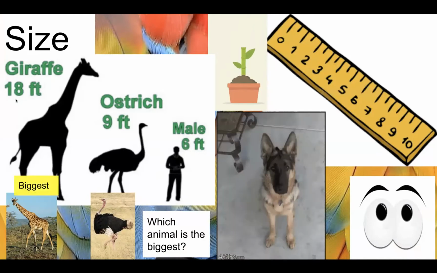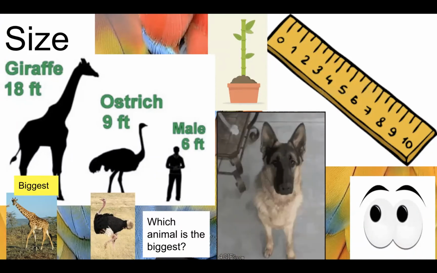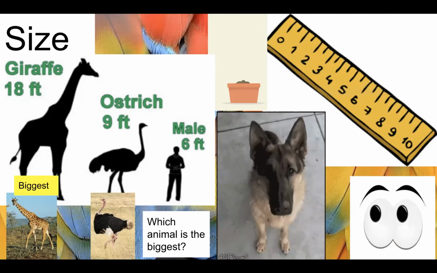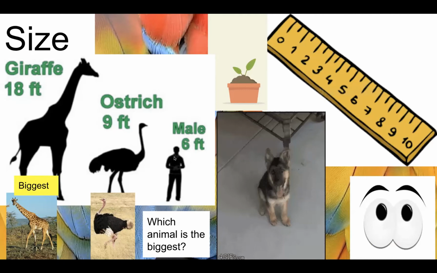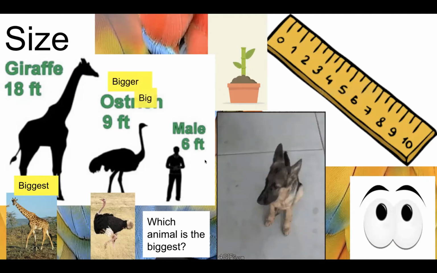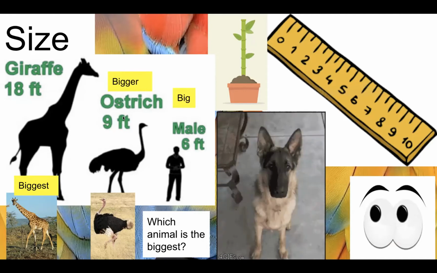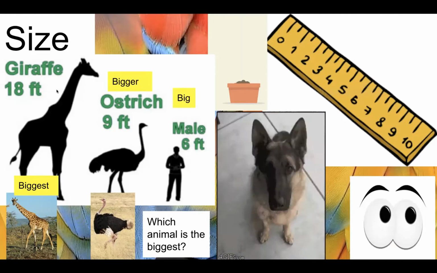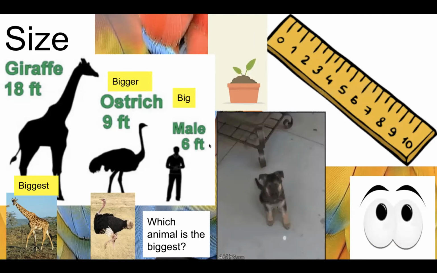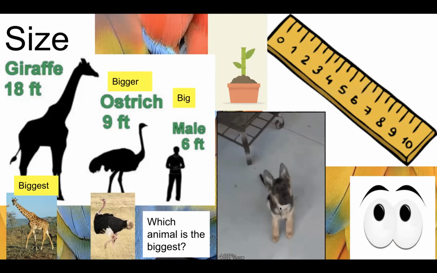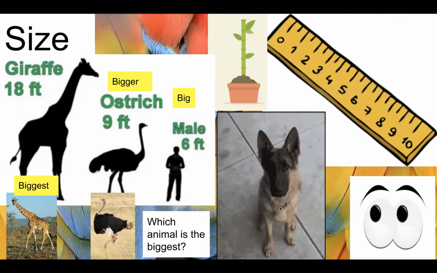And hopefully you guys will get to go to the zoo one day and see those giant giraffes. They can be up to 18 feet tall. So the giraffe is the biggest animal in this picture. Then we have our person, which is pretty big. We have an ostrich, which is bigger than a person. And then of course the giraffe is the biggest. Now, as we grow, we oftentimes get taller and bigger. So here's a cute little puppy, and you can see how that puppy gets bigger as he grows.